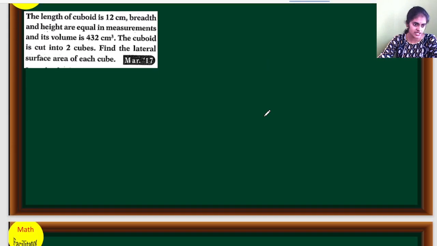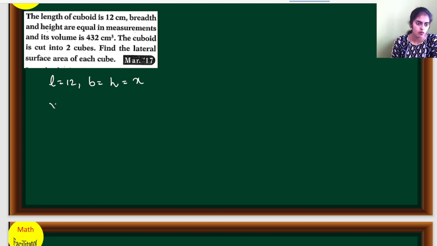Next question: the length of a cuboid is 12. Length is 12, breadth and height are equal in measurement. So breadth and height are equal, so I'm taking it as x. Volume is 432. The cuboid is cut into 2 cubes. Okay, let's do up to here first.